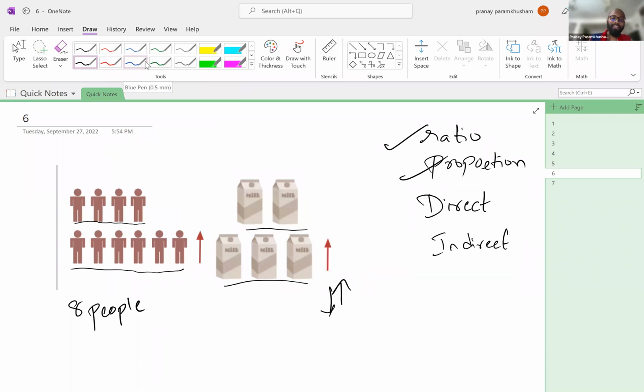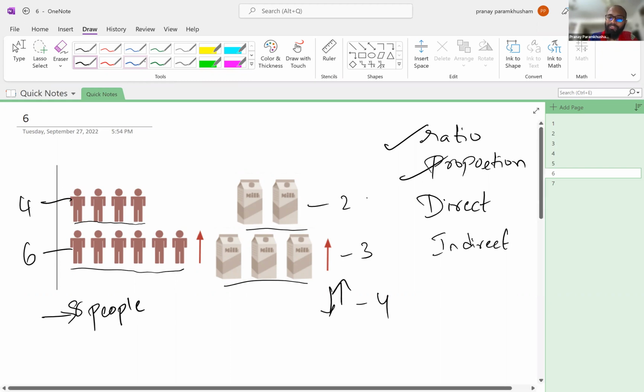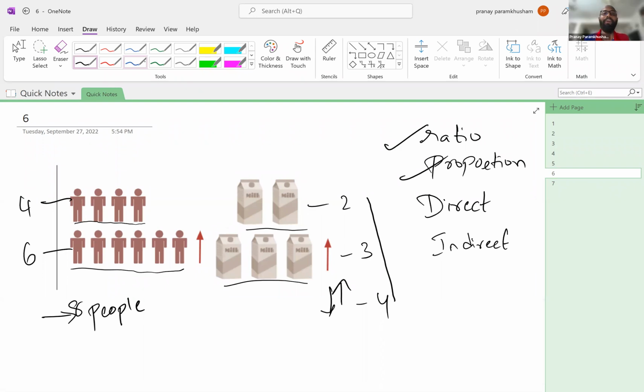But now the people are increasing, right? See here, you have 4 people. Here you have 6 people. Next you are going to have 8 people. How many milk cartons would it be? See, it was 2 here, now 3, now 4. If you had 2 more people, then 2 more people equals another milk bottle. So when both the quantities are increasing, the number of people and the milk cartons, then it's called a direct proportion.